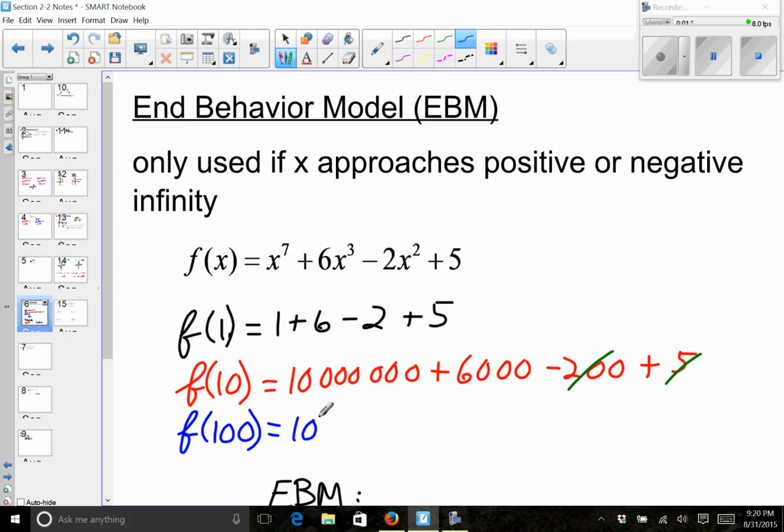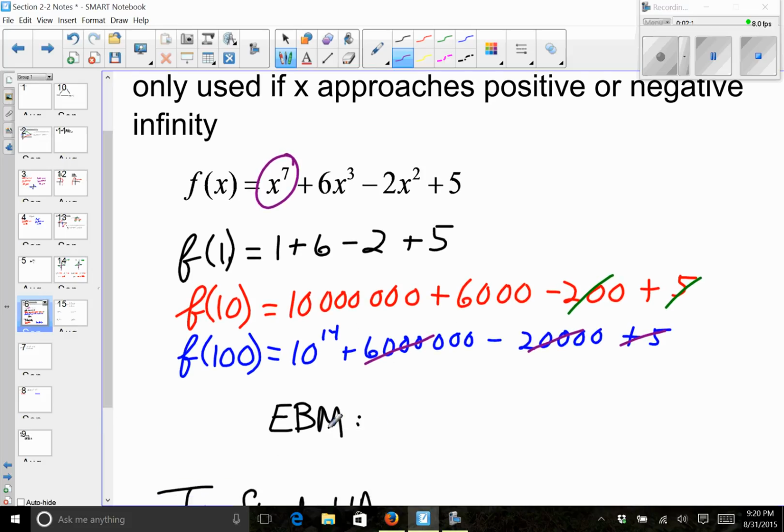Well, that would be 10 to the 14th power plus 6 million minus 20,000 plus 5. 10 to the 14th power is 100 quadrillion. And I think you can say 100 quadrillion is a lot bigger than any of these other terms. And so what that tells us is this x to the 7th term is taking over. It gets so much bigger than every other term that the other terms don't make any real contribution. And that's the term we call an end behavior model.